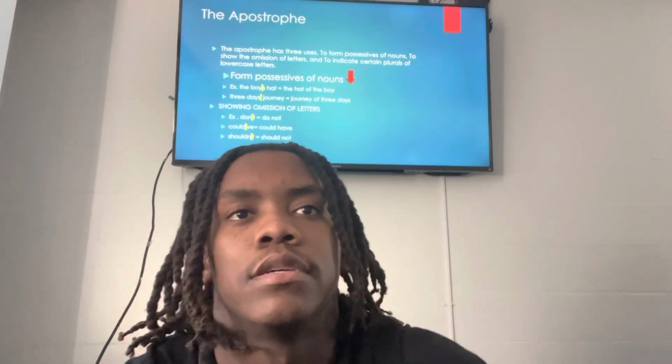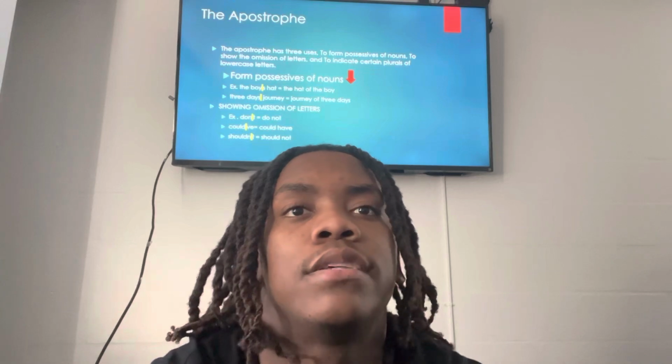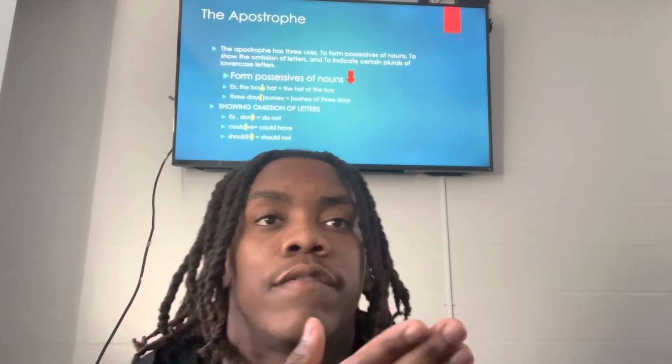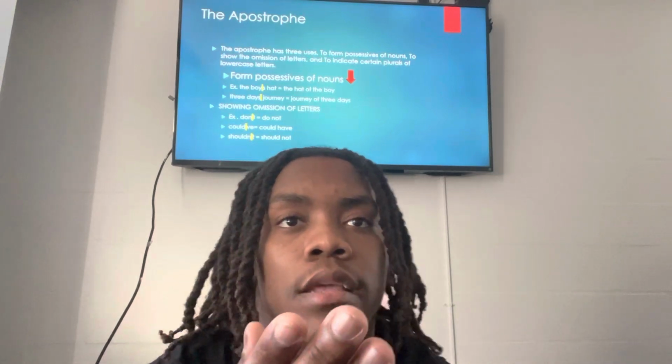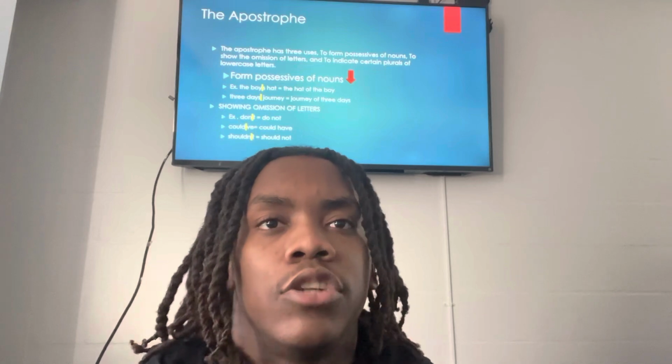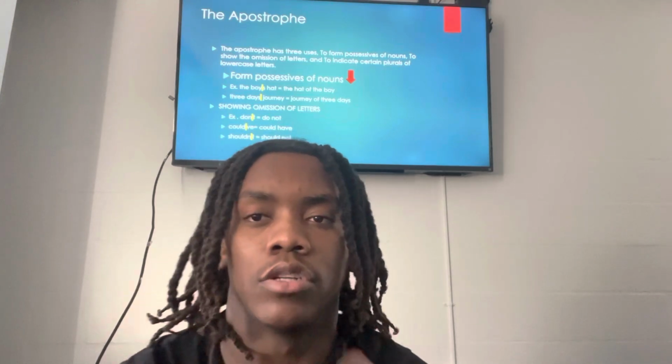One of the examples is the boy's hat equals the hat of the boy. So the apostrophe in boy's made it his, it made it possessive. Another one I got, three days' journey, which means it was a journey of three days.